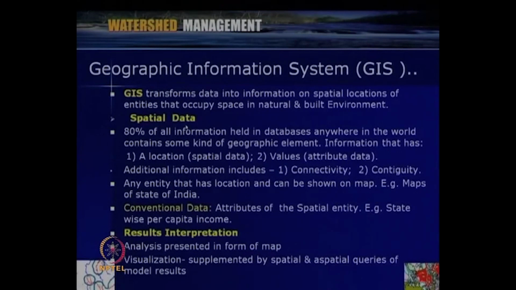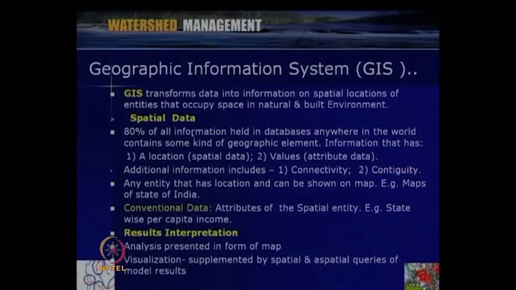Especially in the case of watershed management plans, we have to see how the variation is taking place for various parameters, for example hydraulic conductivity, the rainfall variation, or soil type variation. All those things are spatial variations or spatial data sets which we have to utilize for various purposes. Some researchers say that 80% of all information held in databases anywhere in the world contains some kind of geographic element. So, that means it can be with respect to spatial variation of various objects.